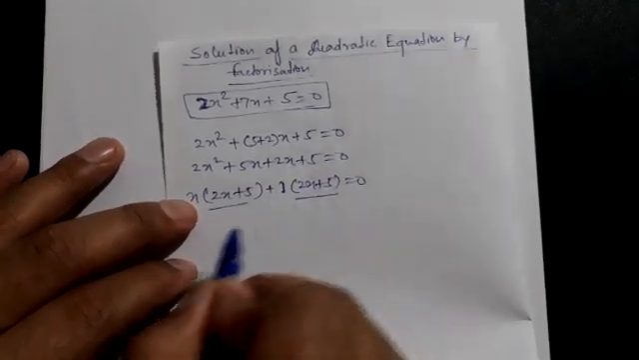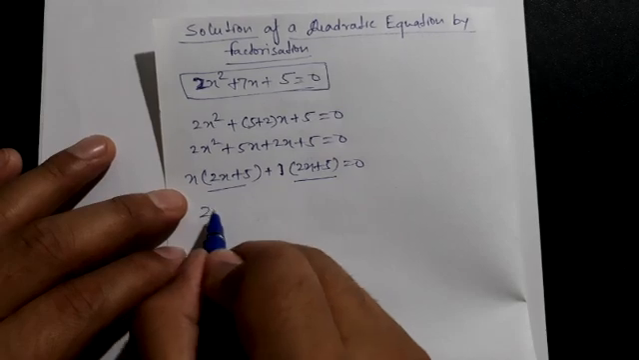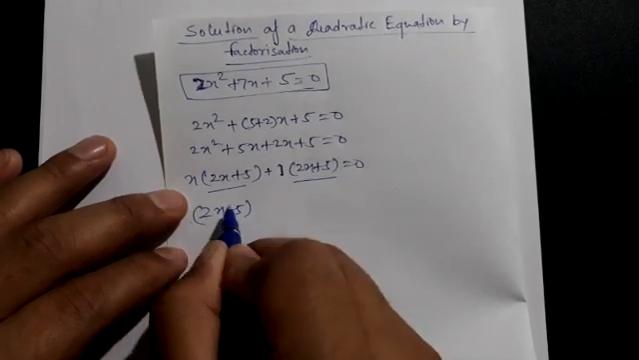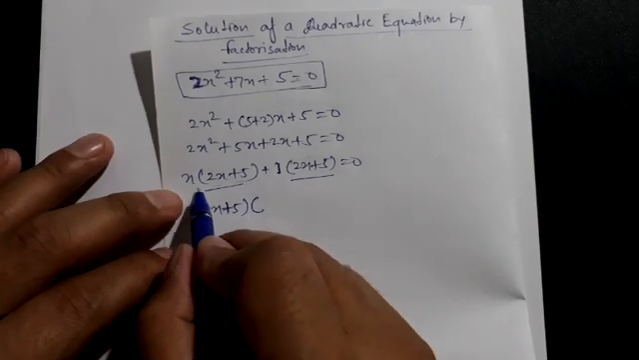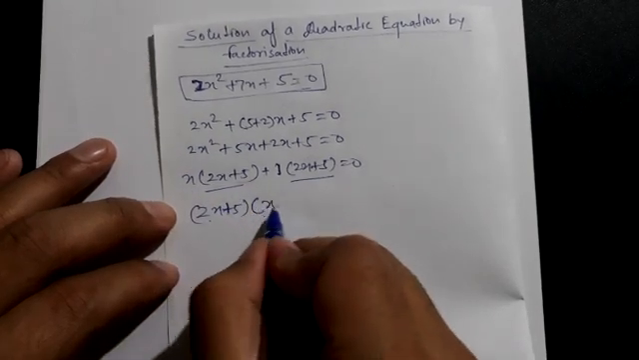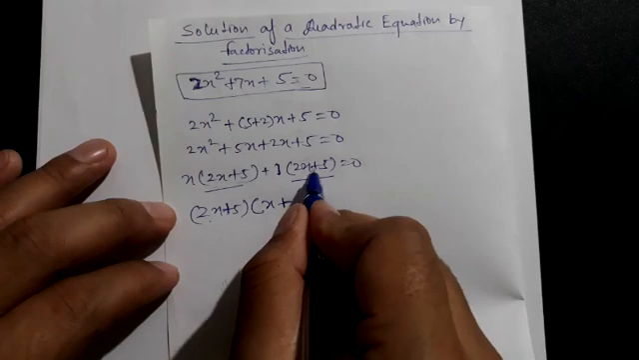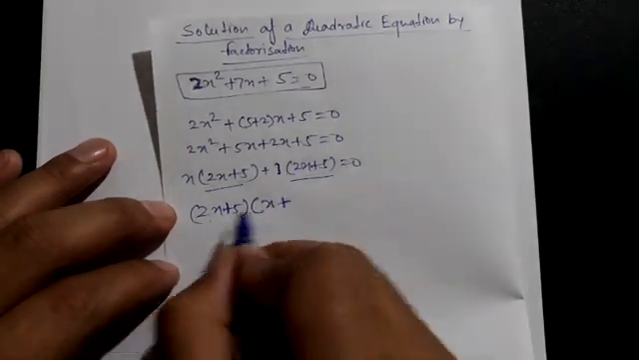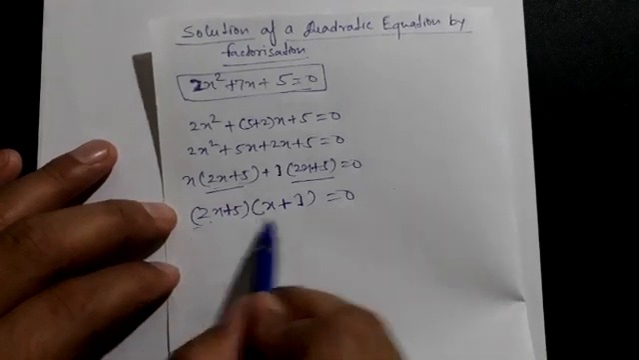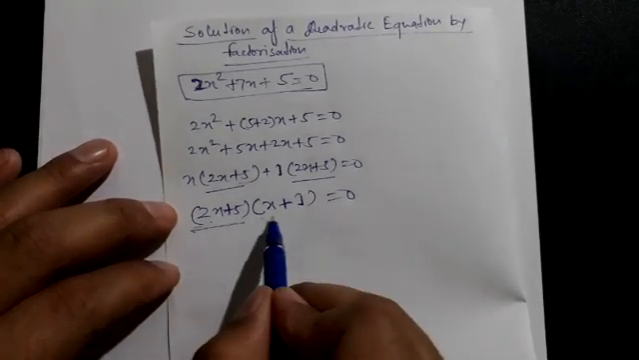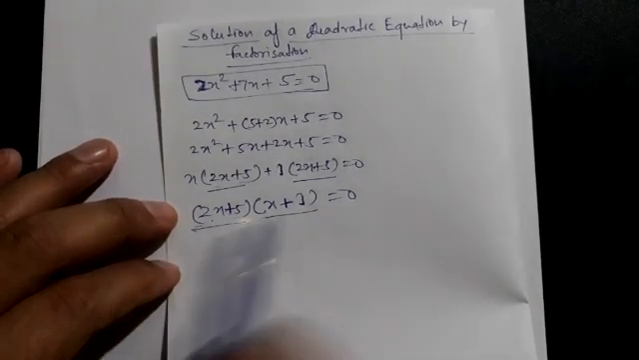So now 2x plus 5 is common. We will take 2x plus 5 common, and inside the bracket, if 2x plus 5 is taken outside, only x will remain here, then plus again from here 2x plus 5 out, only 1 is remaining here, is equal to 0. So now we have two factors. One factor is 2x plus 5, another factor is x plus 1, equal to 0.